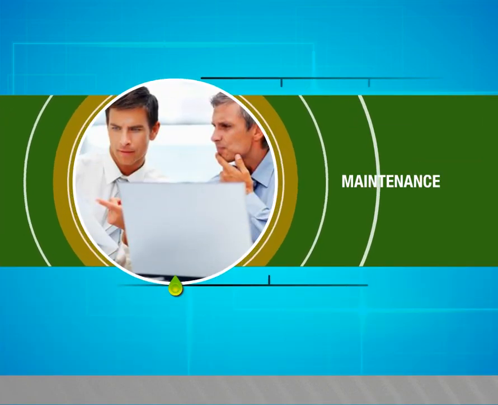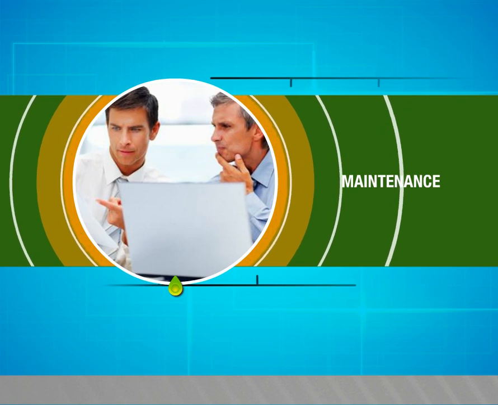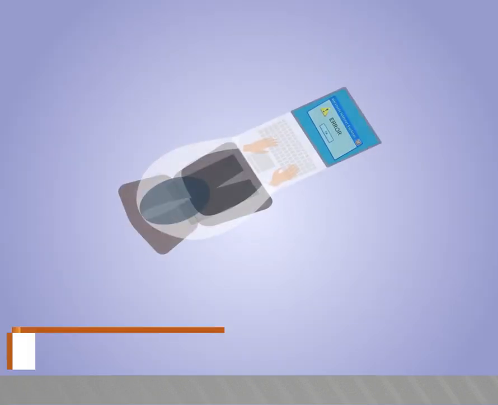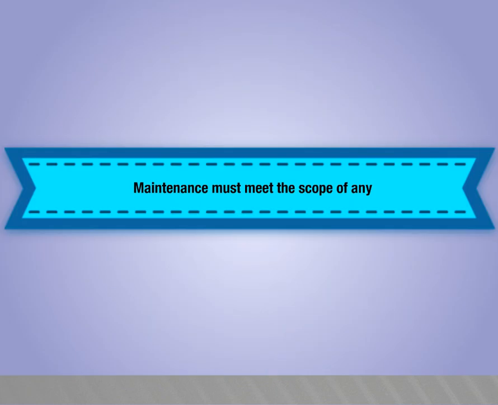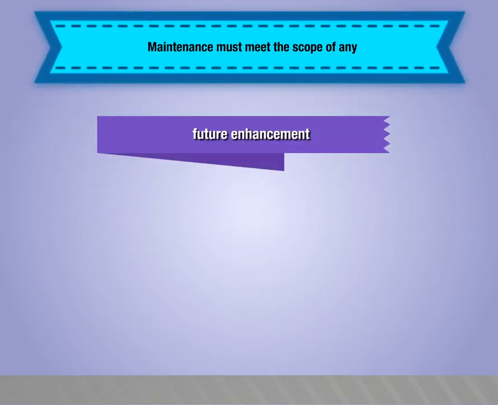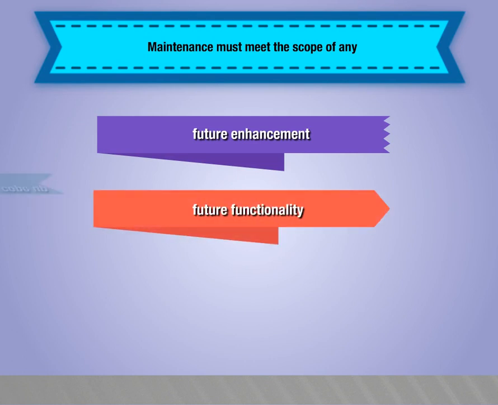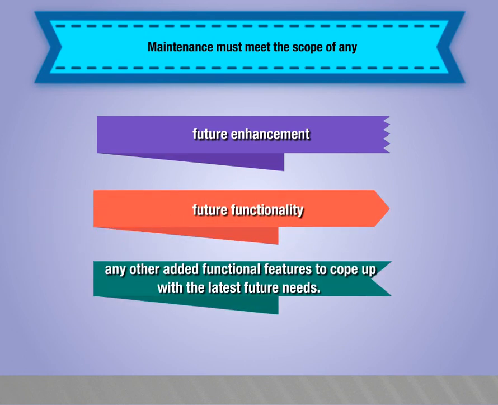Maintenance. In this video, we are going to see about maintenance. Maintenance is necessary to eliminate errors in the system during its working life and to tune the system to any variations in its working environments. Maintenance must meet the scope of any future enhancement, future functionality, and other added functional features to cope up with latest future needs.